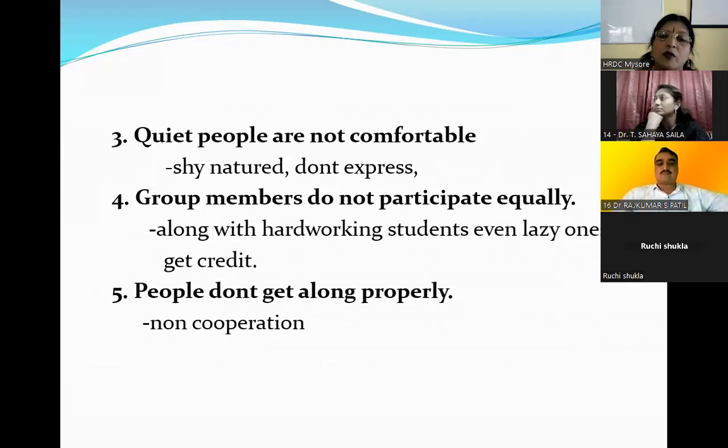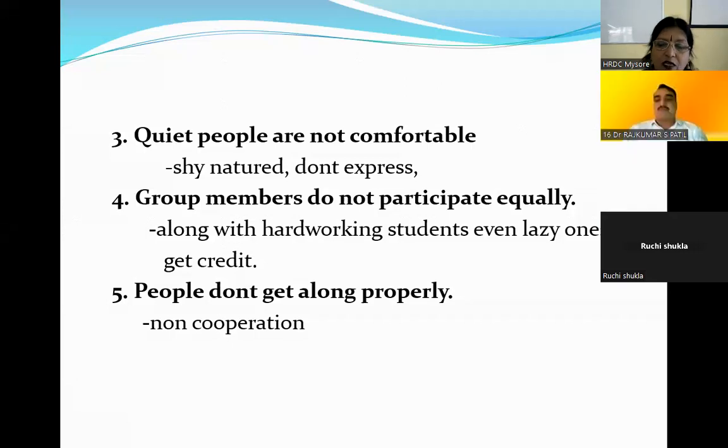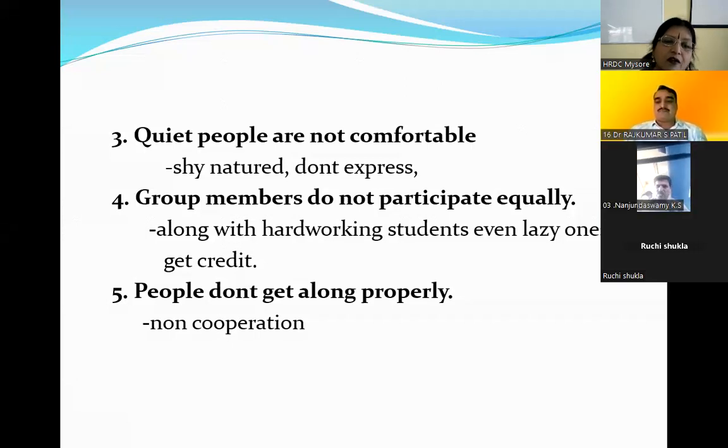Group members do not participate equally. Along with hardworking students, even some lazy ones will be there. Some of them, without doing anything, will get credit also. If I say group A has done very well, one person in that group wouldn't have done anything, but everybody gets credit. People don't get along properly.